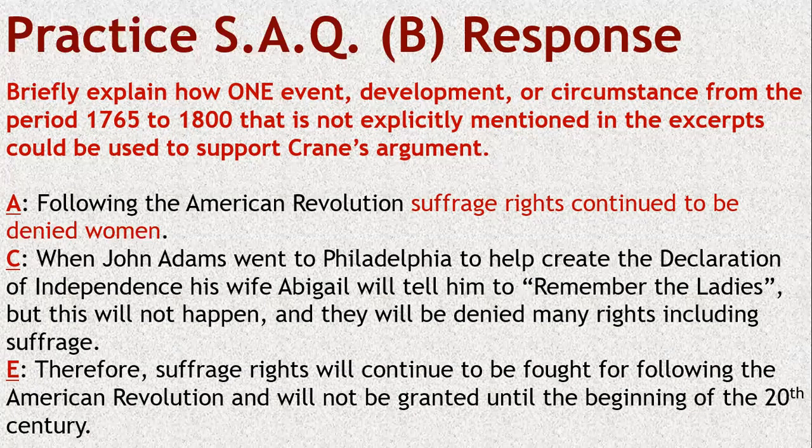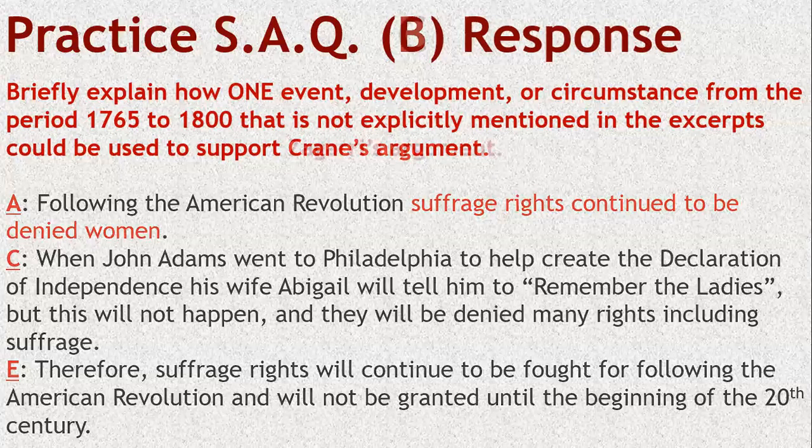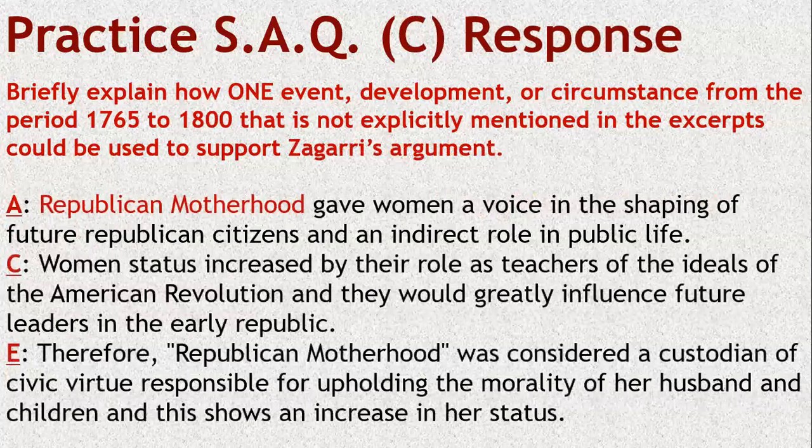But if you notice what I did, suffrage rights were denied. I brought up John Adams goes to Philadelphia to help write the Declaration of Independence. Abigail Adams says, hey, remember the ladies. They don't remember the ladies, and of course, suffrage rights are not going to be granted. That shows a piece of outside evidence that supports Crane's point of view. See, and it's within the time period. Now, the next one is for Zagari. I chose Republican motherhood.